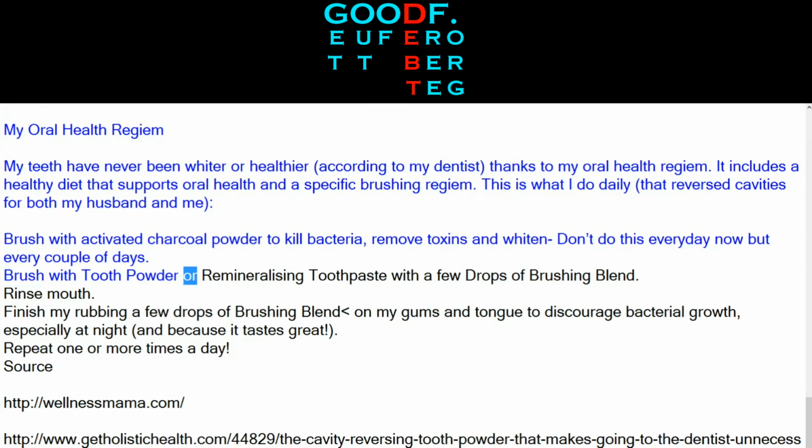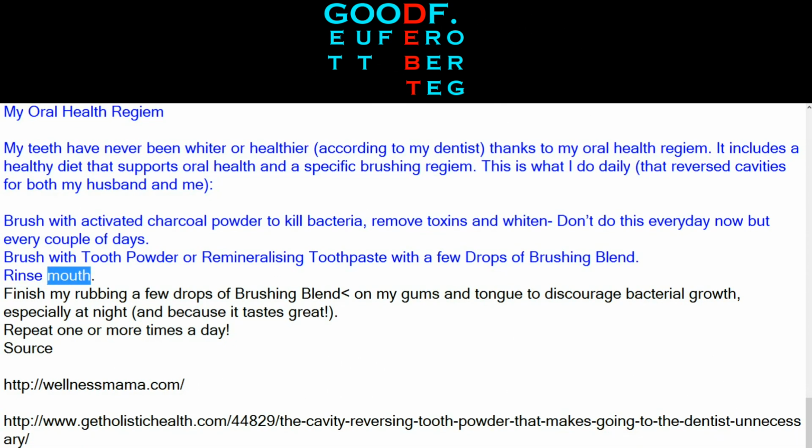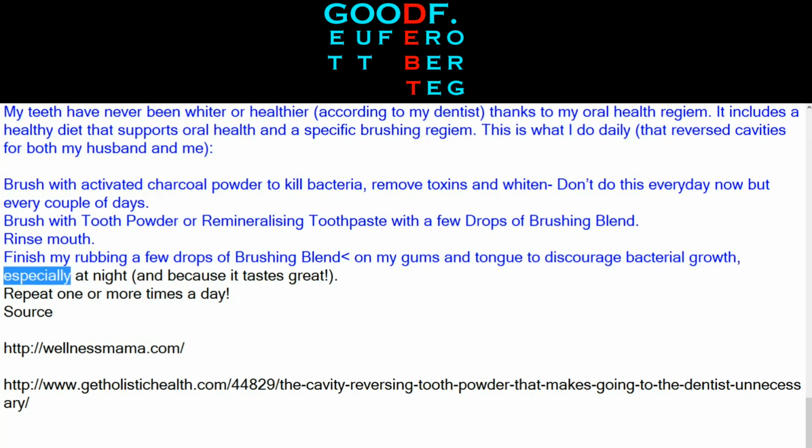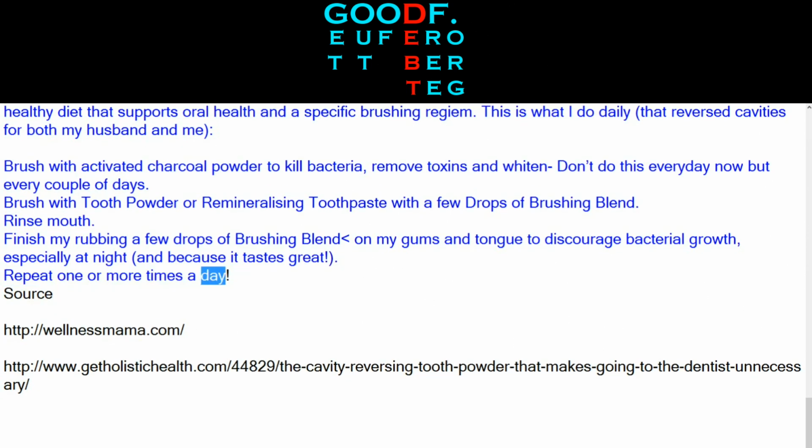Brush with tooth powder or remineralizing toothpaste with a few drops of brushing blend. Rinse mouth. Finish by rubbing a few drops of brushing blend on my gums and tongue to discourage bacterial growth, especially at night, and because it tastes great. Repeat 1 or more times a day.